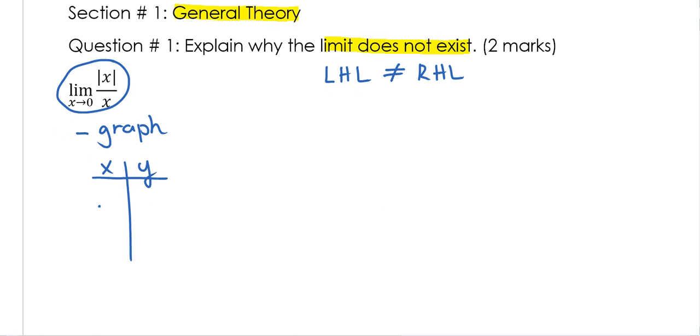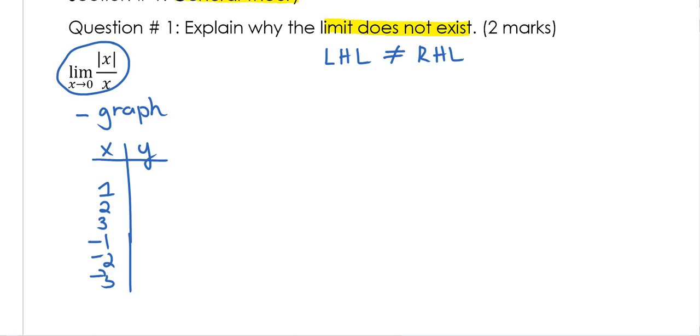So just pick some easy numbers like 1, 2, 3, -1, -2, -3. And then what you want to do is plug these x values back into your expression and find your corresponding y values.